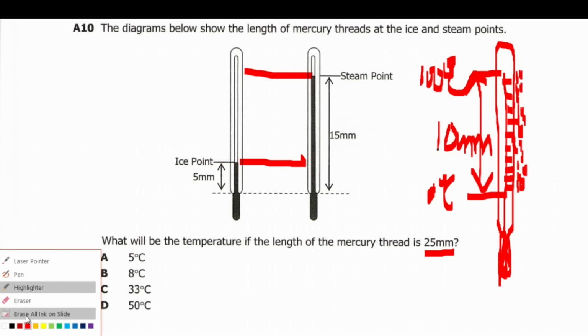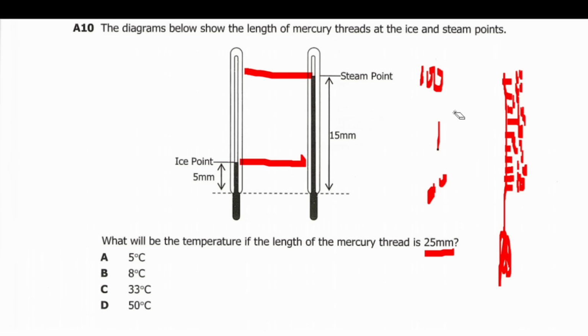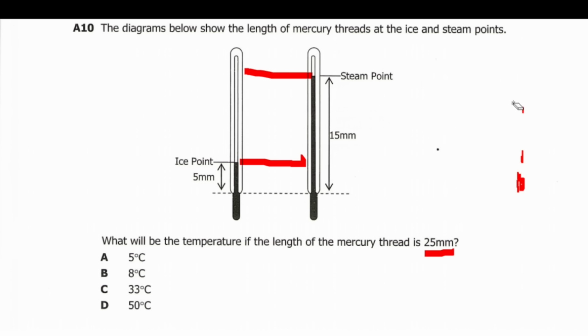That's how it works. Now, the situation provided here is a little bit complicated. What they're saying is that this thermometer is placed again in something where the mercury thread is 25 millimeters, and they want you to know what temperature that will be. What will help you is the information given. At the ice point, it rises by 5 millimeters. At the steam point, it rises by 15 millimeters. You know steam is at 100 and ice point is at 0 degrees Celsius. Then what will it be at 25 millimeters?